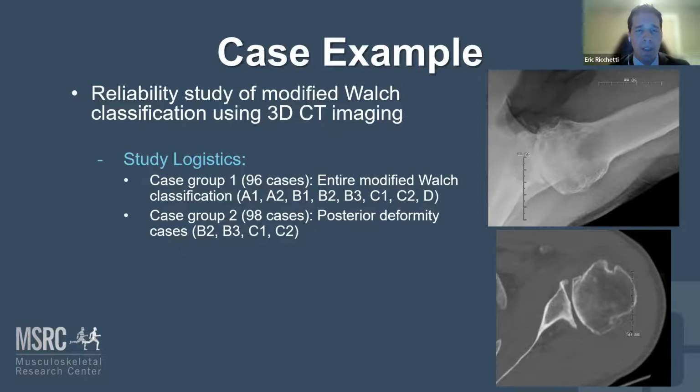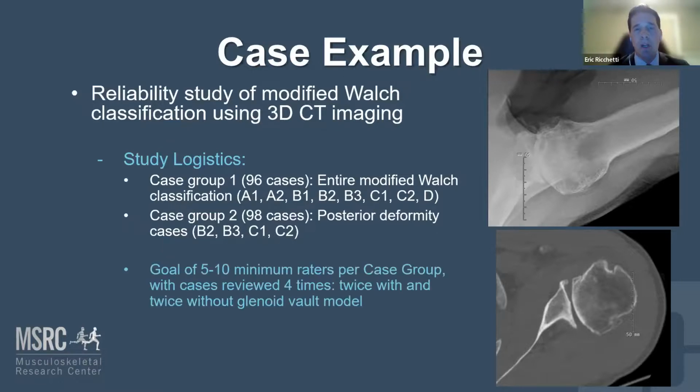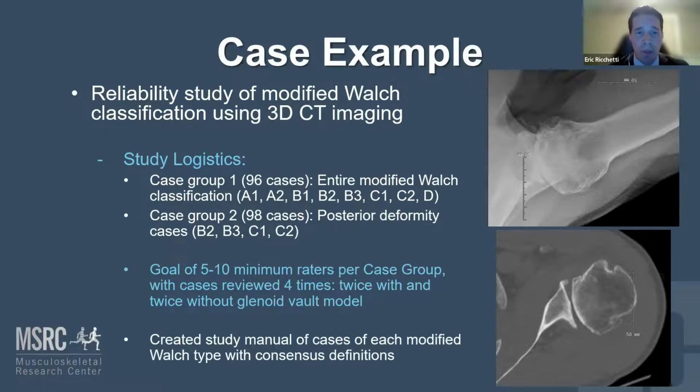So we ended up generating the first group of cases, looking at the entire classification with 96 cases, and then a group of 98 cases for the posterior deformity group. And our goal, we had hoped, was to try to get 5 to 10 members of the group to be involved with each of these two case groups and do at least 4 reviews of these cases over time, twice without what's called the glenoid vault model that I'll show in a second, then twice with the vault model to be able to look at both intra and inter-rater reliability.